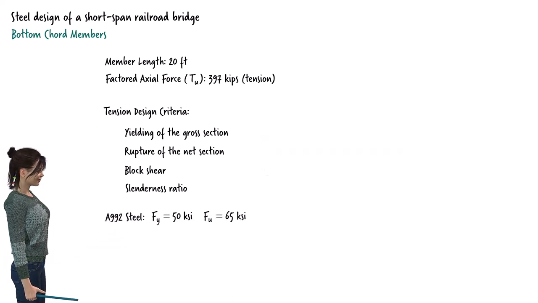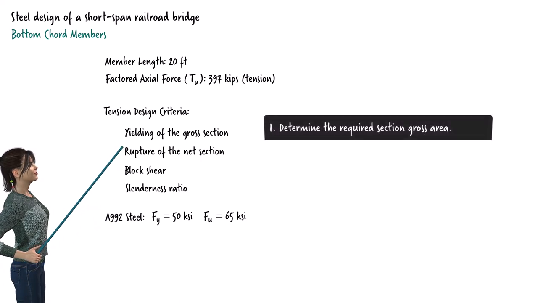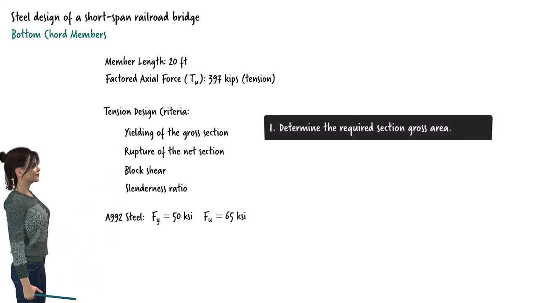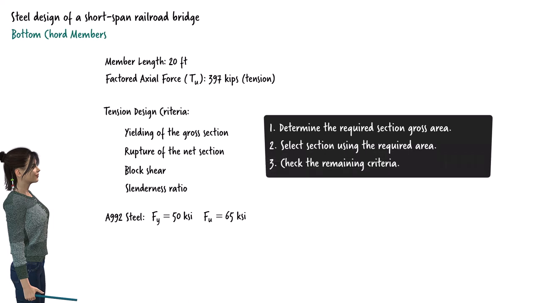F sub y is 50 ksi, and F sub u is 65 ksi. I will use this criterion to determine the required cross-sectional area of the member. I will then select a few members that meet the area requirement. And, I will check the remaining criteria for each selected section, until the right section is identified.